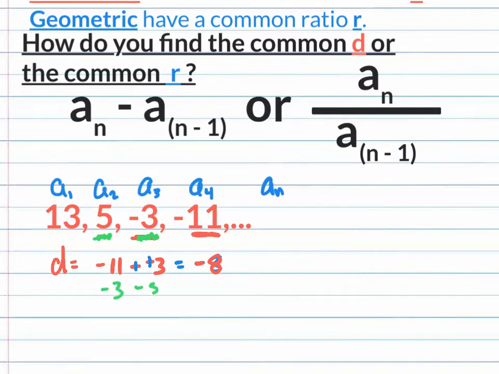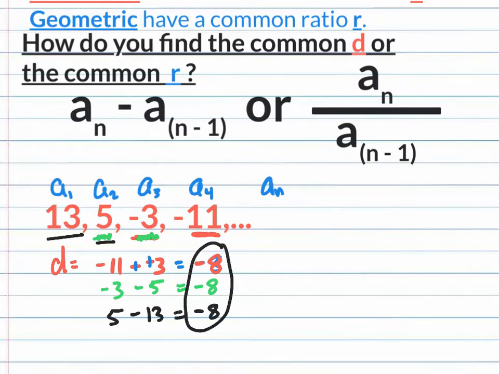Negative 3 take away 5. That will give us negative 8. Or you could have taken the 5 right here and subtracted 13, right? 5 take away 13 is also negative 8. As you can see, all of these are the same. They're negative 8. That is the common difference. The common difference is negative 8. What does that mean?